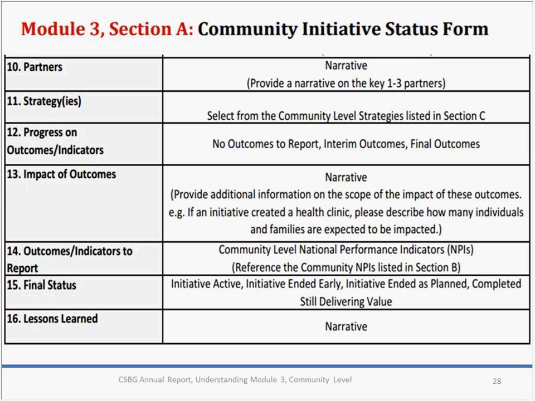in the NPI forms. A status, each year you could update if you're coming to the end: initiative is active, initiative ended early, initiative ended as planned, or it was completed and is still delivering value. And 19, lessons learned. We think this could be a really good tool to help us learn as a network in terms of what's working and what's not in different community initiatives.